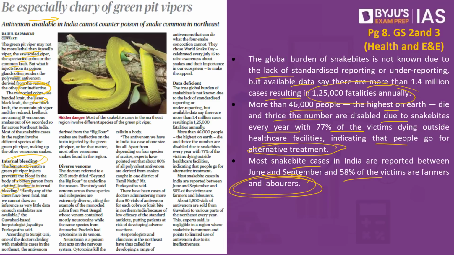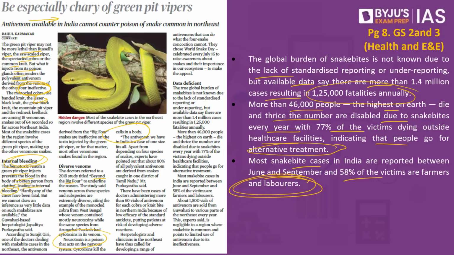There was a study conducted called Beyond the Big Four. It said that there are snakes which inject neurotoxins. There are snakes which inject cytotoxins as well, and neurotoxin is a poison that acts on the nervous system. Cytotoxins kill the cells in a body. So some of the anti-venom that is generated from snakes in India may not be successful against other snakes.